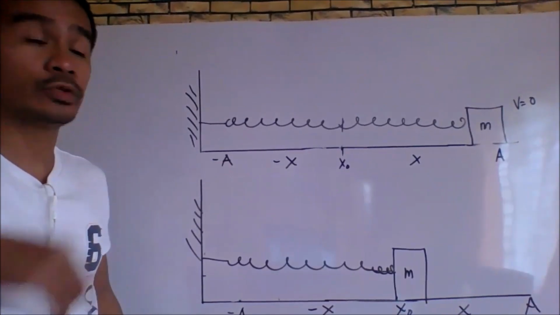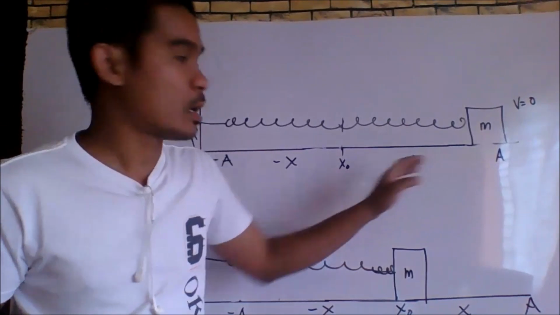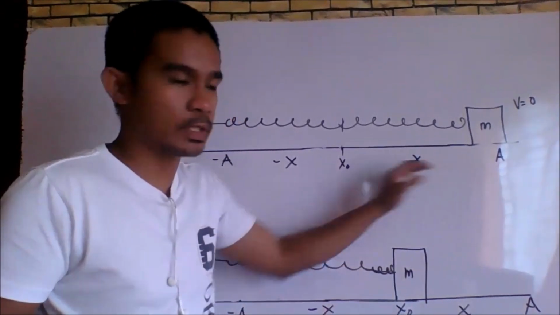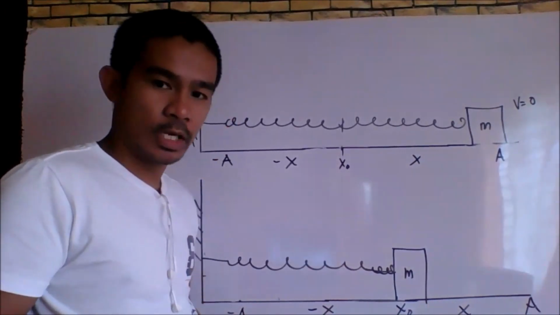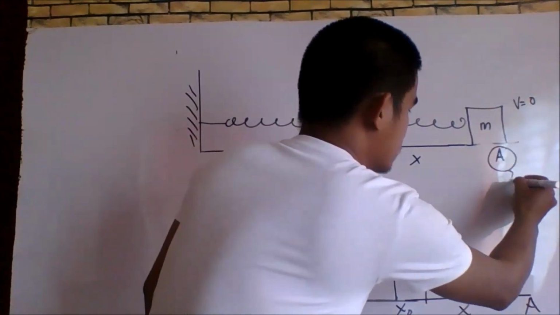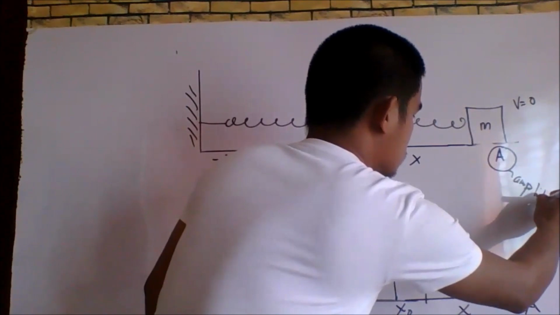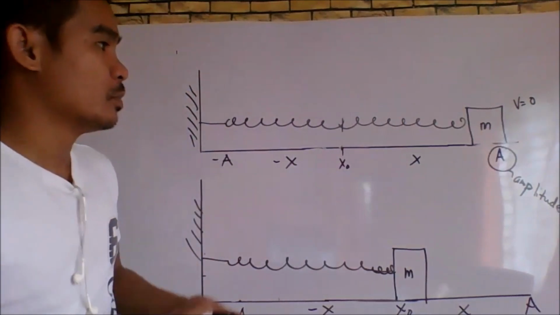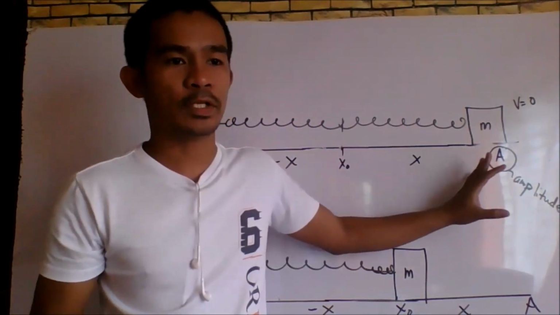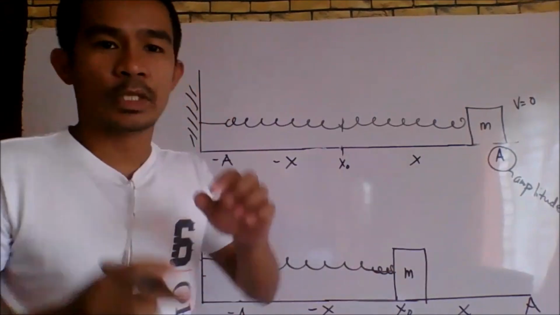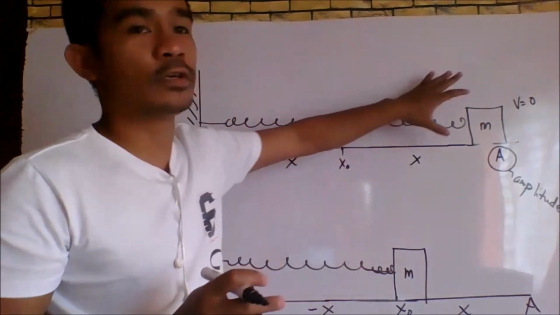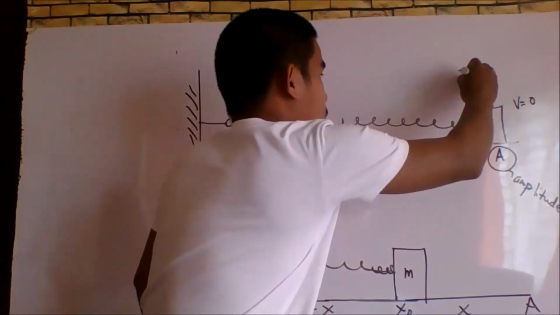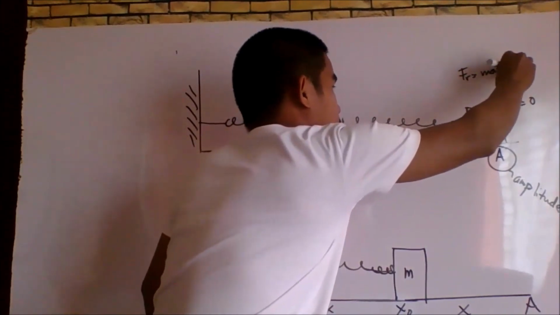Okay. Now, if you bring the block up to its maximum displacement, what we call amplitude, A, the maximum displacement of the oscillating system from equilibrium position, the restoring force will be maximum. The restoring force exerted is at its maximum amount at this position. F of R is maximum in this direction.